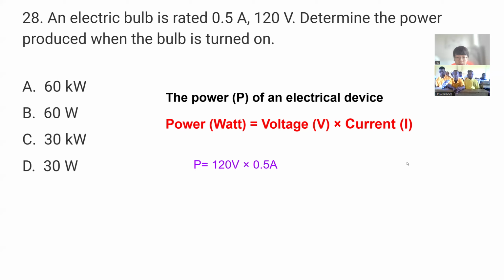This is the second equation. Instead of power as work over time, it can also be measured as voltage times current. Since we have a voltage of 120 and a current of 0.5, if we multiply it, what do we get? We get 60 watts. 120 divided by 2 is 60, and its measurement is in watts.